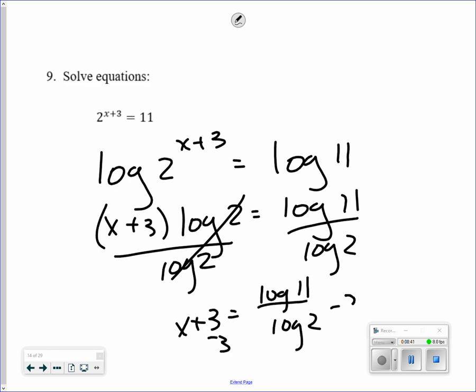Then I'm going to subtract 3. Plugging that into my calculator now. I'm going to take log of 11, hit enter, divided by log of 2, hit enter, and subtract 3 and get 0.4594.